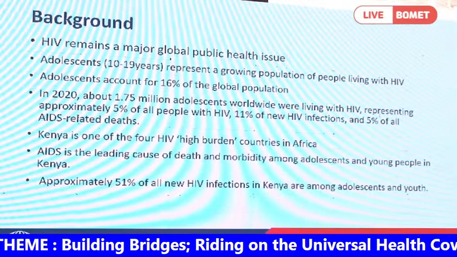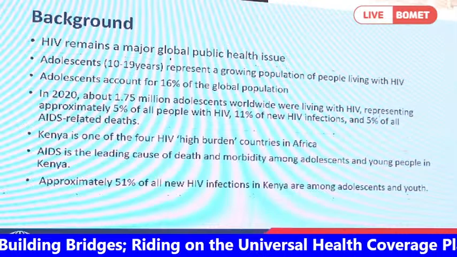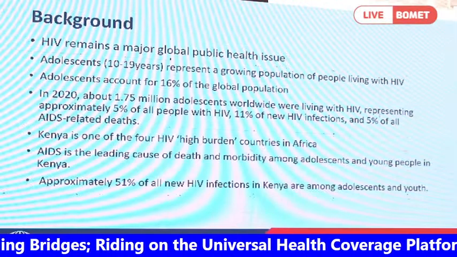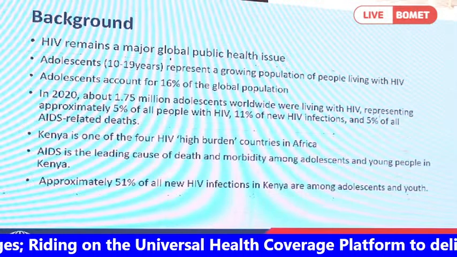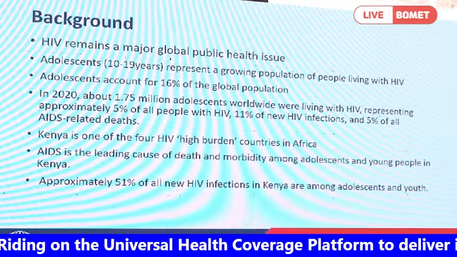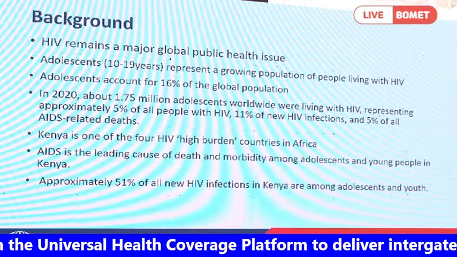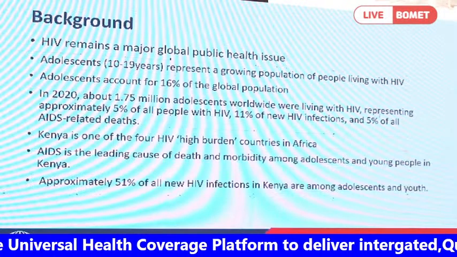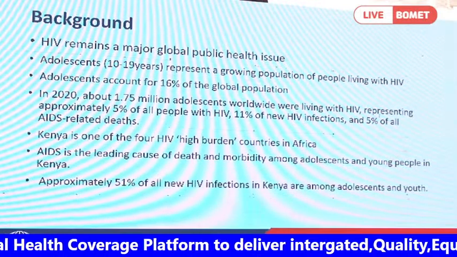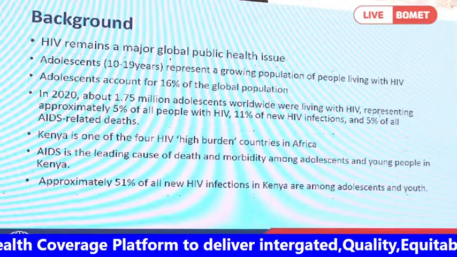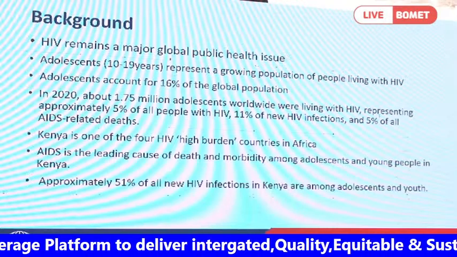Adolescents account for 16% of the global population, and in 2020, about 1.75 million adolescents worldwide were living with HIV, representing approximately 5% of all people with HIV, 11% of new HIV infections, and 5% of all AIDS-related deaths. And Kenya is one of the 4 HIV high burden countries in Africa. AIDS is the leading cause of death and morbidity among adolescents and young people in Kenya. Approximately 51% of new HIV infections in Kenya are among the adolescent group.